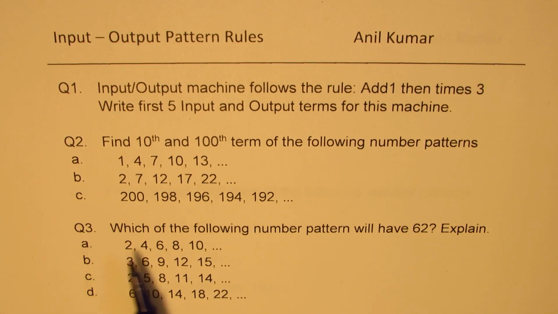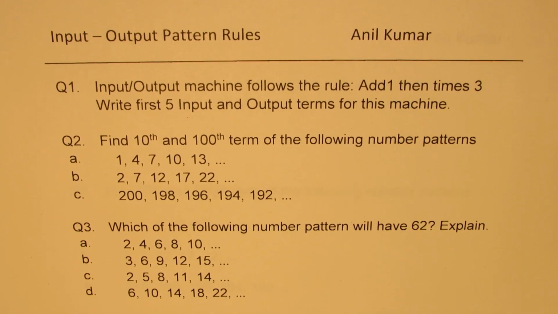Question number 3 is, which of the following number patterns will have 62? Explain. So in these patterns, you have to figure out, do you get 62 in the pattern or not, right? And you have to provide an explanation. Is that clear to you?